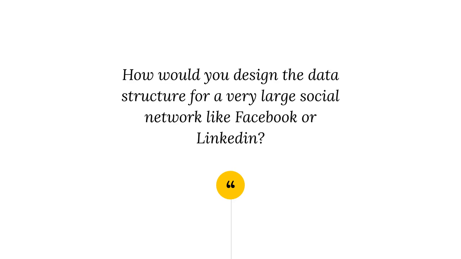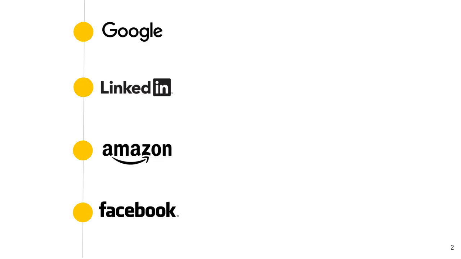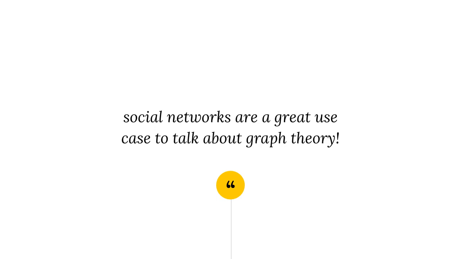How would you design the data structure for a very large social network like Facebook or LinkedIn? Such a question is known to be asked by top-tier tech companies like Google, LinkedIn, Amazon, and Facebook, as part of their recruitment process. The reason is, social networks are a great use case to talk about graph theory.